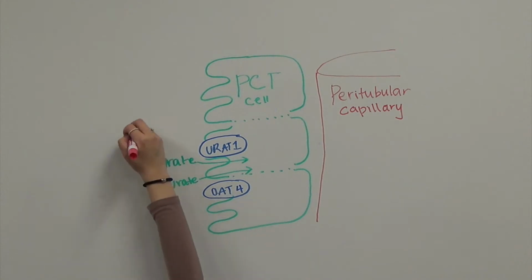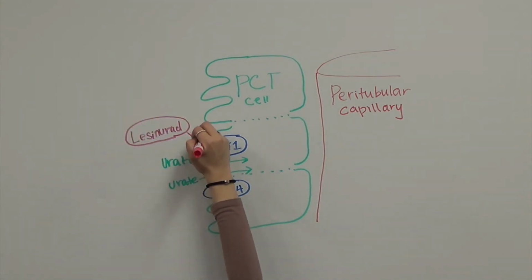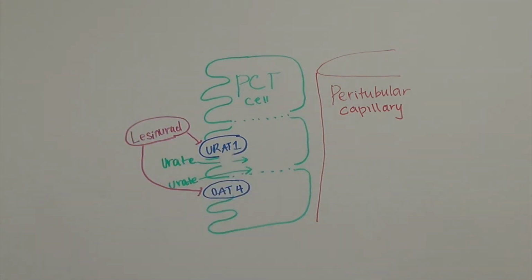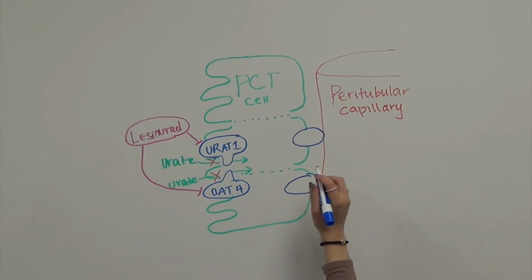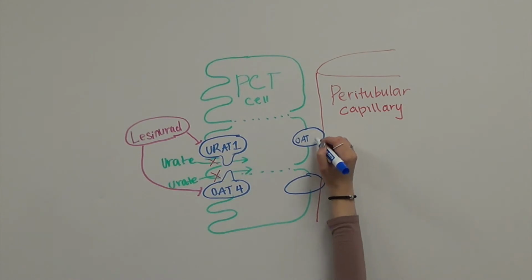This binding causes a conformational change in these membrane transport proteins, inhibiting urate's ability to transport from the renal tubules into circulation. It's important to note the advantage of lesinurad over other existing uricosuric drugs.